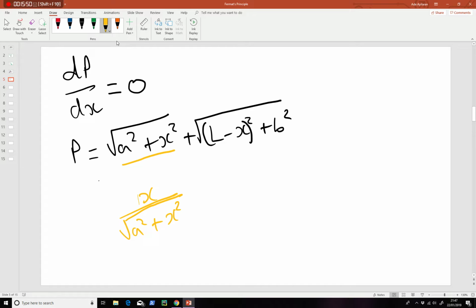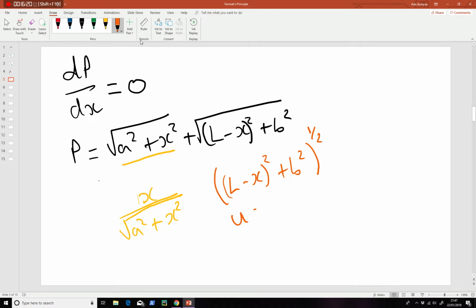Now I will do the right side in slightly more detail, okay, because this side requires some substitution. So if you bear with me, let's follow it through. I'm going to rewrite this in a slightly different way, as L minus x squared plus b squared, everything in big brackets, to the power of a half.